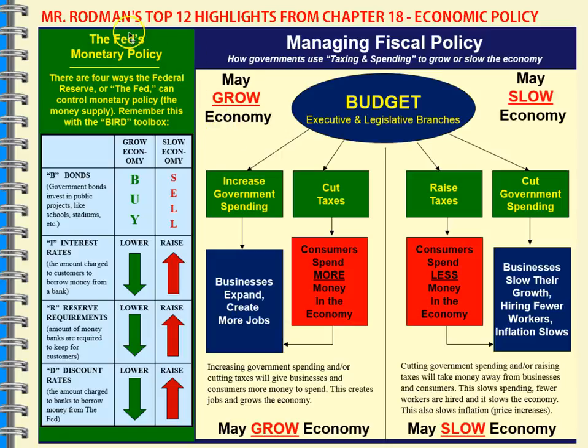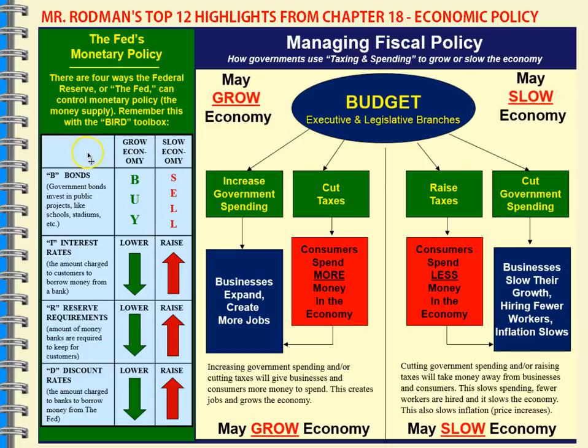So let's transition now to monetary policy, looking at the Fed. There are 4 ways that the Fed can control monetary policy using the money supply. And again, that's the faucet of turning on or off the water of money that is possible for the Fed to control.